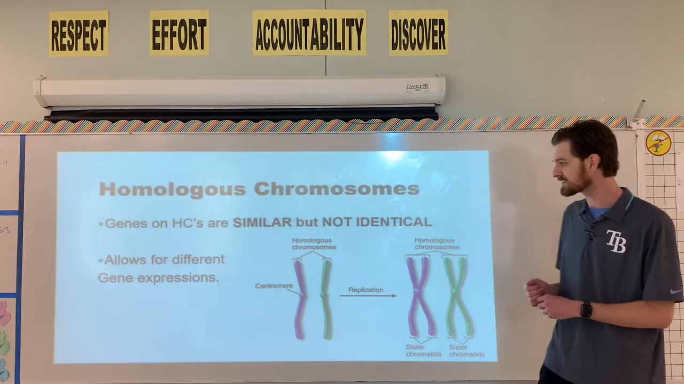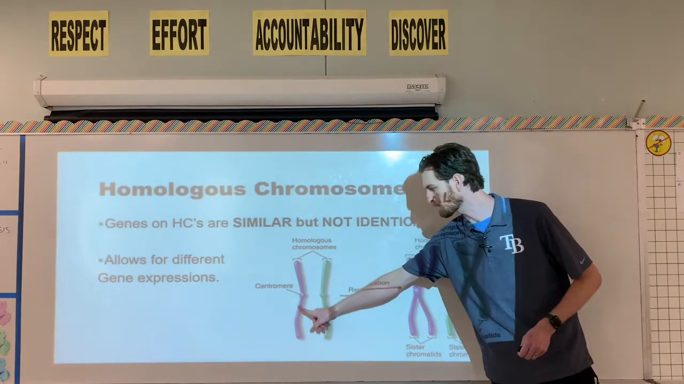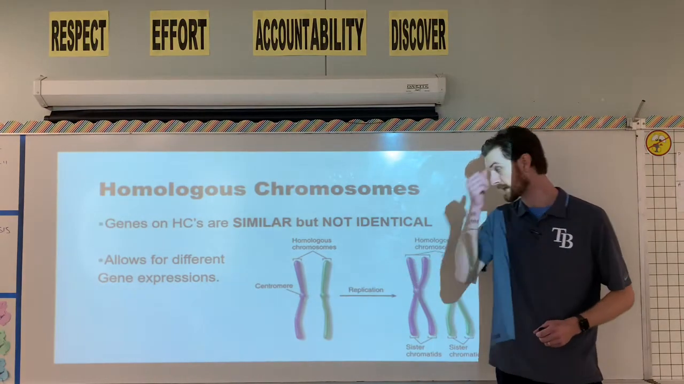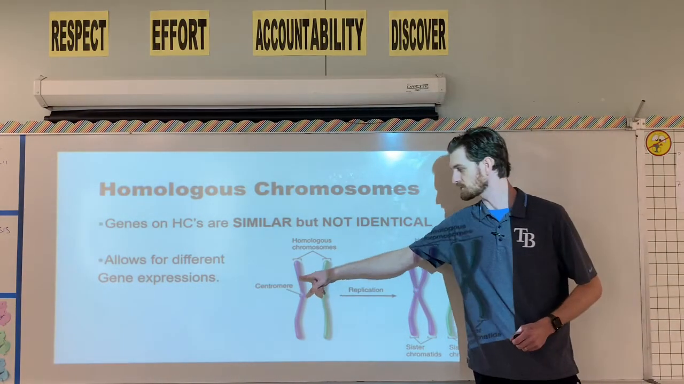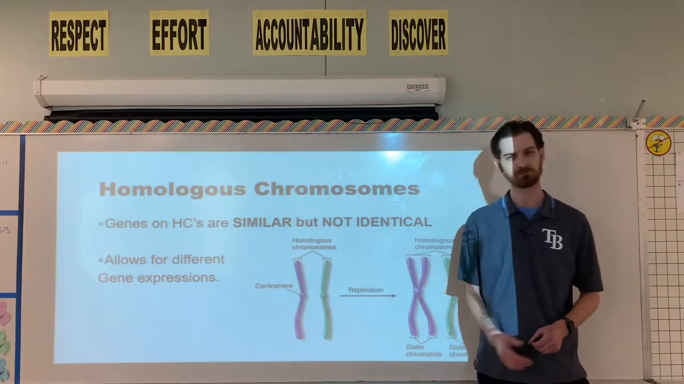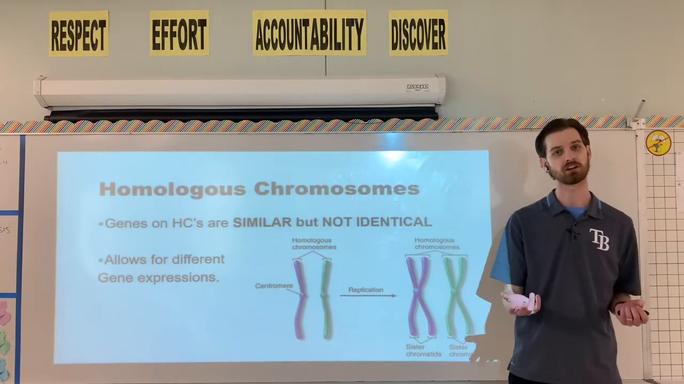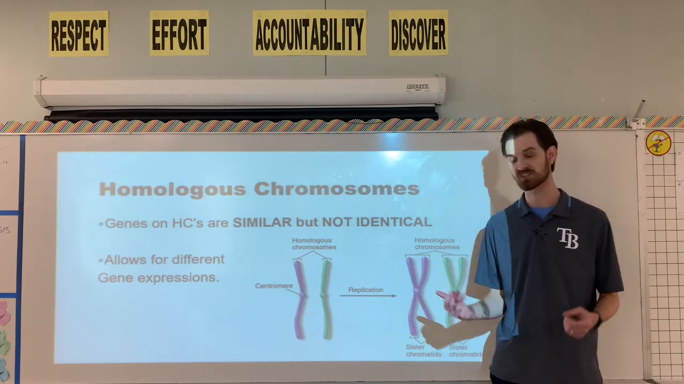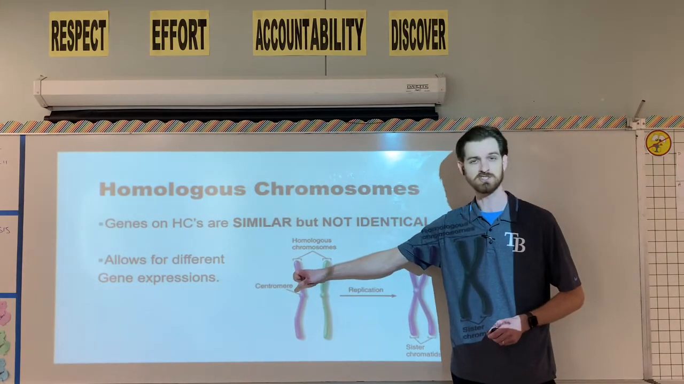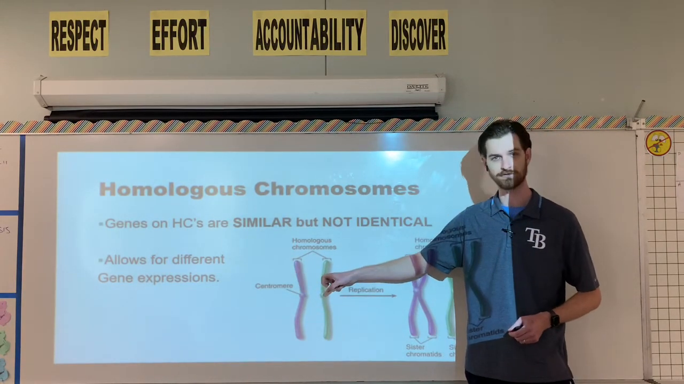For instance, let's say that this purple one came from mom and the green one came from dad. These genes here that are on these chromosomes might give you your eye color or your hair color. Okay, so let's say it's eye color just to stay consistent. Maybe mom gave you the gene for blue eyes and dad gave you the gene for brown eyes.